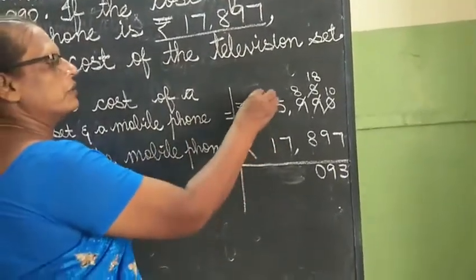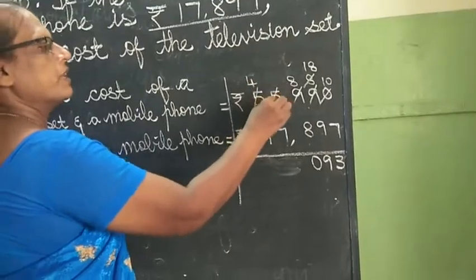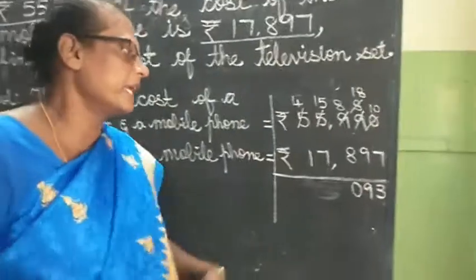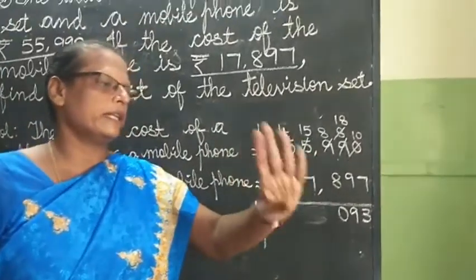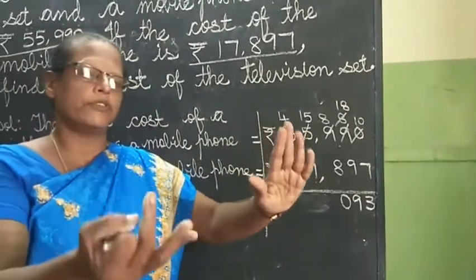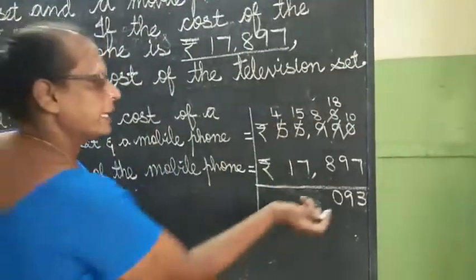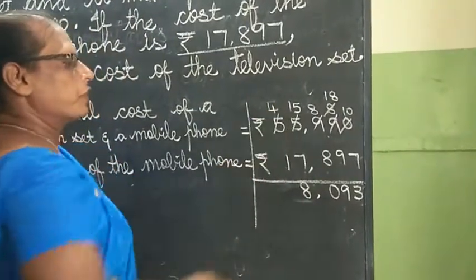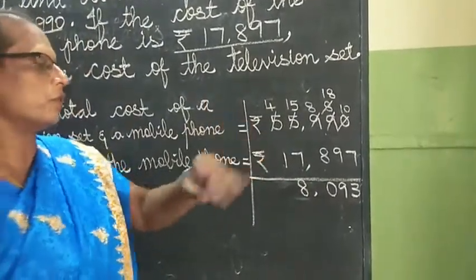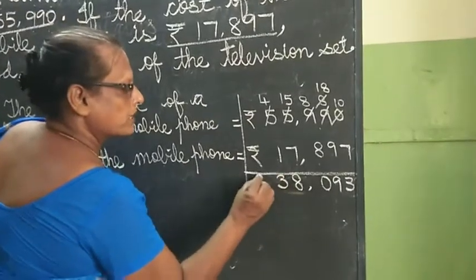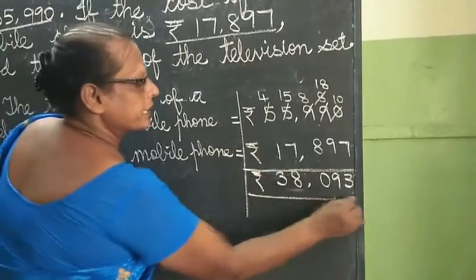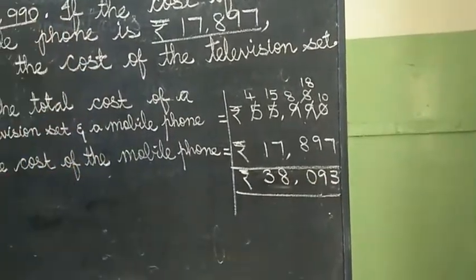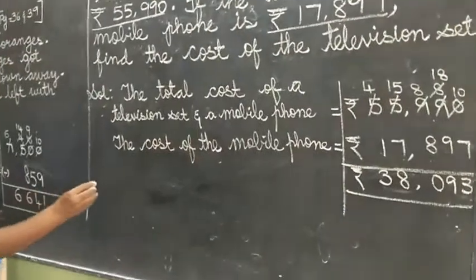So what you have to do, this 5 will become 4 and this 5 will become 15. So from 7 you count up to 15: 8, 9, 10, 11, 12, 13, 14, 15. So what's the answer? 8. And after 1 you count up to 4: 2, 3, 4. 3. So what's the answer, children? 38,093. So the cost of the television set is what, children?